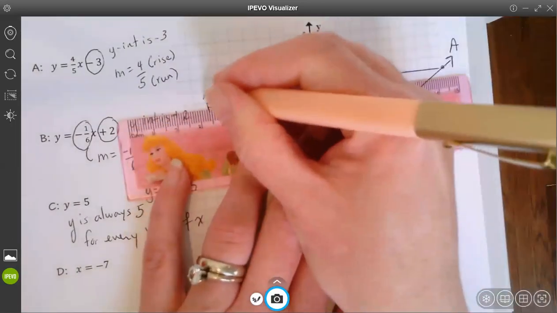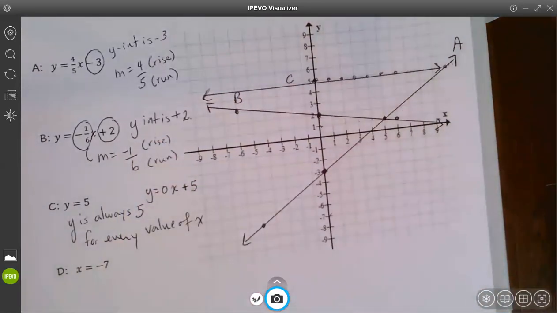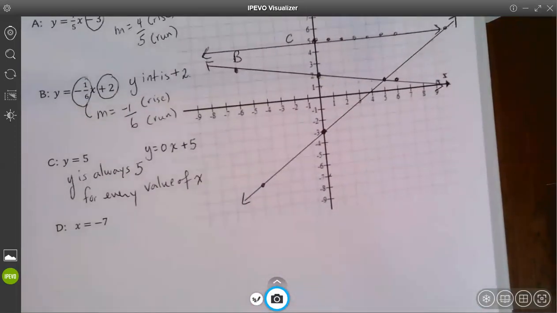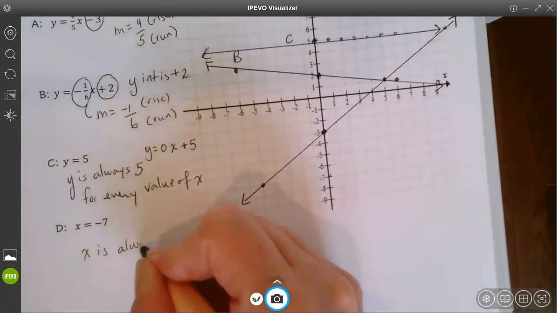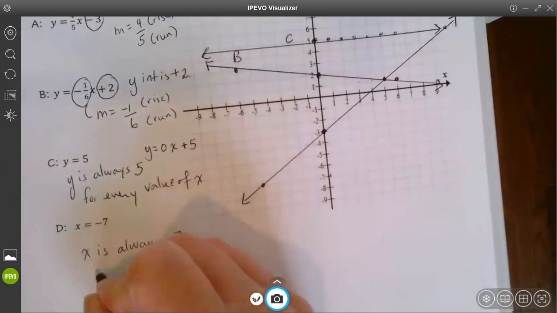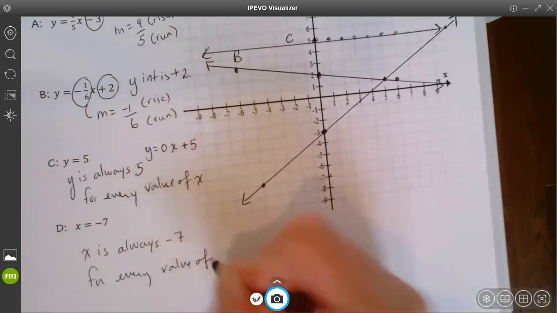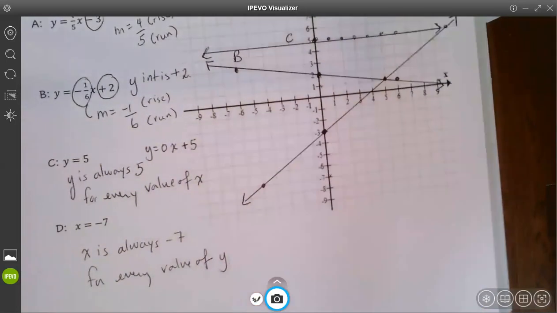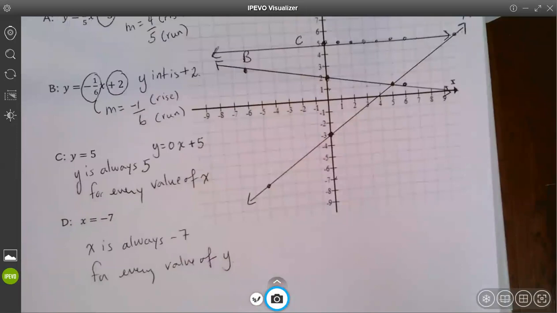Oops, I went a little bit off there. Okay, and that is line C. So no matter what, y is always equal to 5. The slope is 0, so we have a horizontal line. And our last example is x equals -7. So in this case, x is always -7 for every value of y. And as previously mentioned, this is going to be a vertical line, okay?